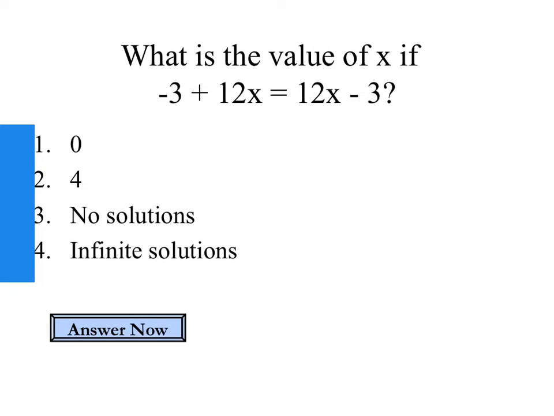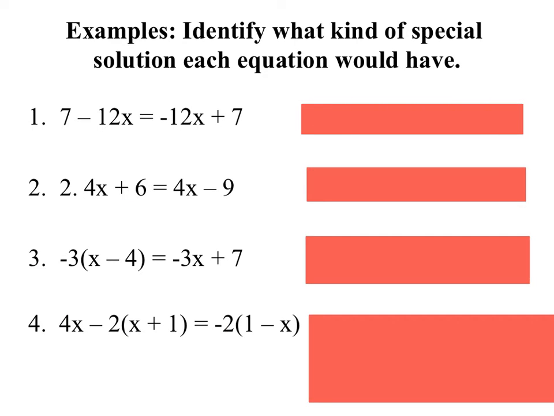So this equation answer should have been infinite many solutions, and if we look carefully at the equation that we started with, we have a 12x and a 12x, and then we have a -3 and a -3. So since it's exactly the same coefficient, same constant, it's definitely infinite many. Go ahead and identify what kind of special case each of these are, and whenever you're ready to check, you can go ahead and press play.